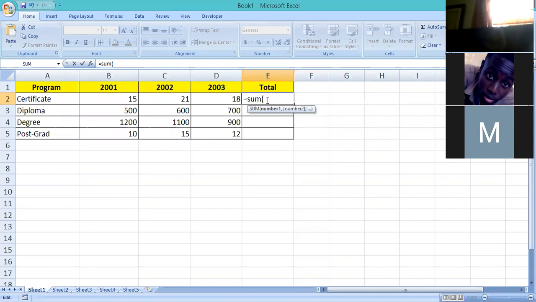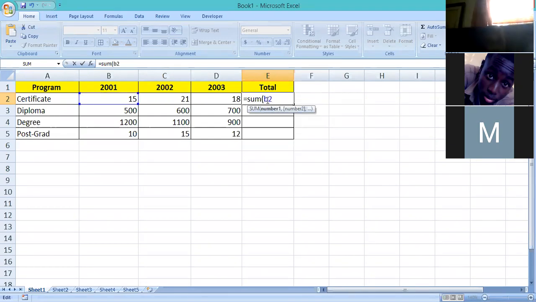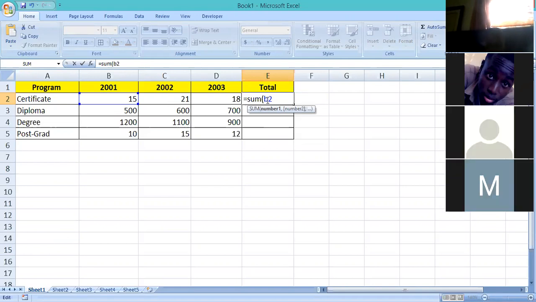What would be the cell address now? B2, C2. But what are you going to type? B2, C2, D2? Colon. No, you put a colon. Thank you, Candice. The colon means what?